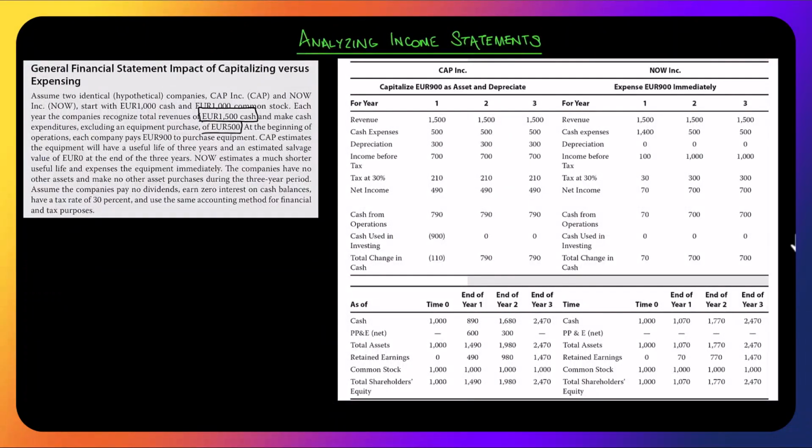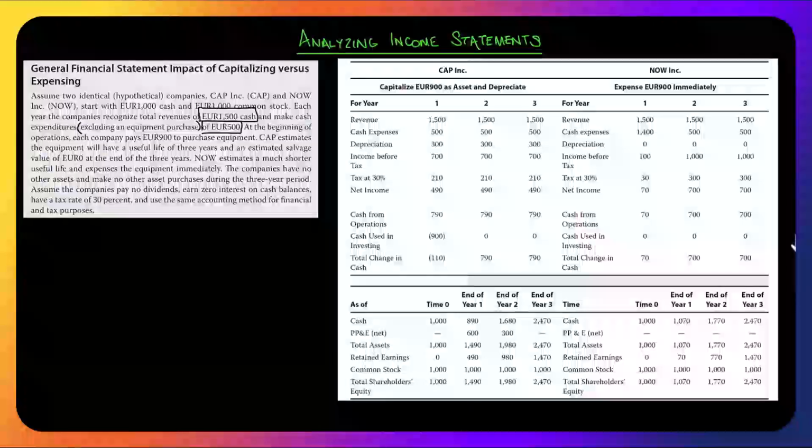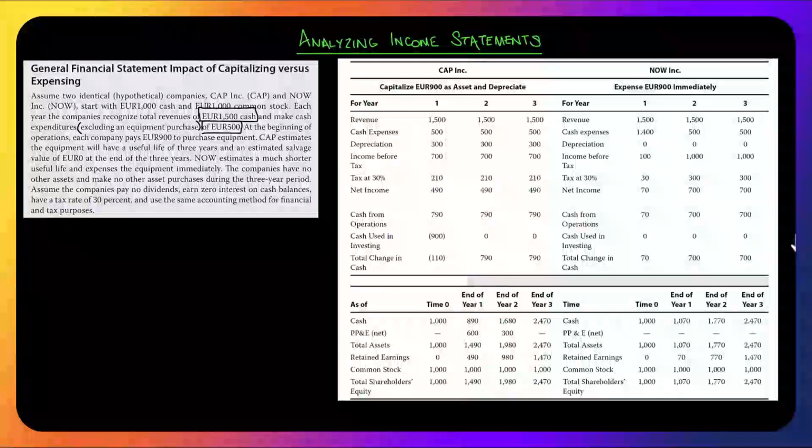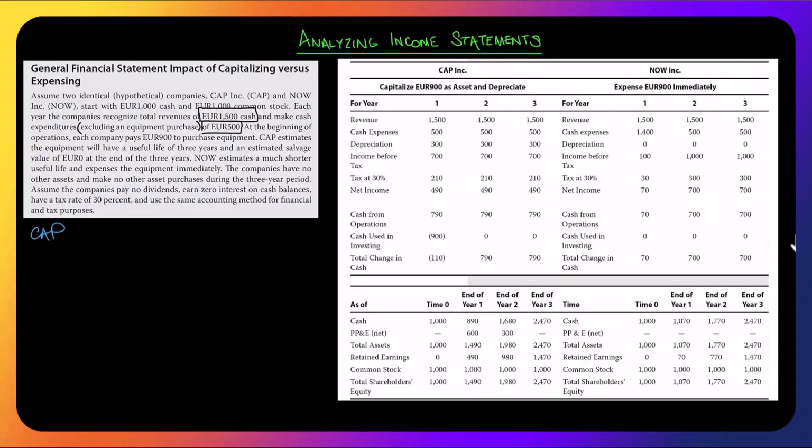So that's identical between the 2 as well, excluding the equipment purchase. At the beginning of operations, each company pays €900 to purchase equipment. This is where we're going to get a difference. So let's track what happens with Cap. Cap estimates the equipment will have a useful life of 3 years. So cost of 900 for the asset, because they're saying it's got a UEL of 3 years, and an estimated salvage value of 0.